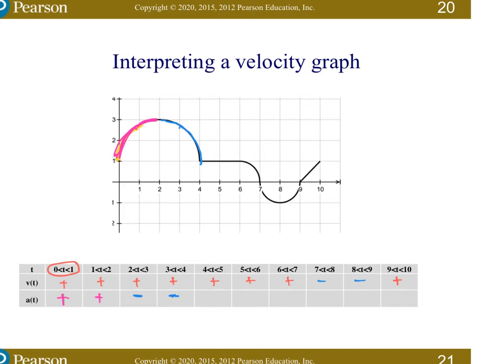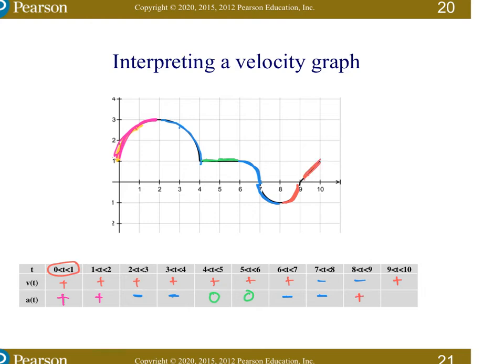From 4 to 5, I have 0 slope, so that's my only zero so far. And then from 5 to 6, I have 0 again. And then from 6 to 7, it is going down, curving down, so that's a negative slope. From 7 to 8, it is curving down, that's a negative slope. But from 8 to 9, it starts to curve back positive, so that's a positive slope.